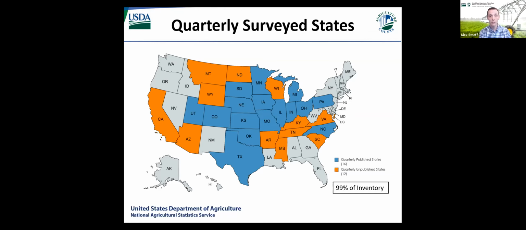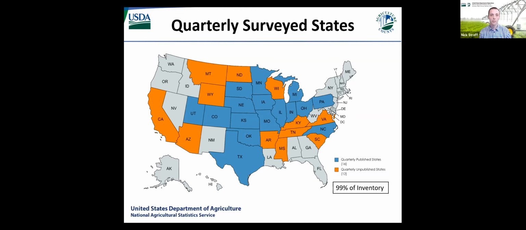And every 5 years, we review the states that are in either an annual state status, an unpublished state status, or a published state status. We go through that with our census of inventory review to see if we need to move states back and forth to make sure we have the right mix of states to kind of hit our targets there of covering the majority of the hog inventory.